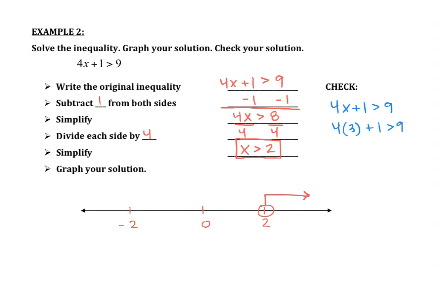So 4 times 3 is 12. And 12 plus 1 is 13. And 13 is greater than 9. That's a true statement, so I know I found a good answer that worked.